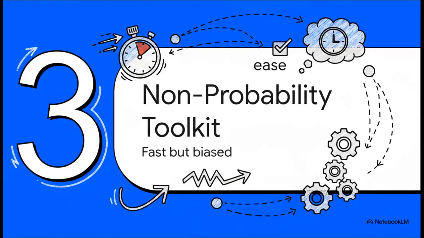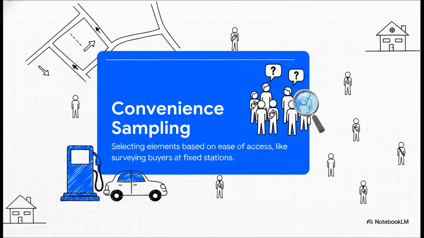So let's open up Section 3, the non-probability toolkit. These are the fast, but potentially biased methods. First up in the toolkit is convenience sampling, and it is exactly what it sounds like, selecting population elements purely based on ease of access.